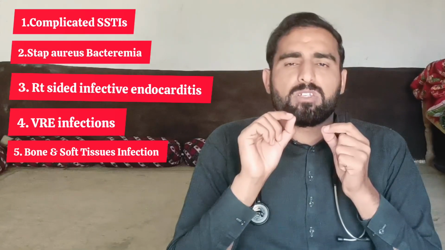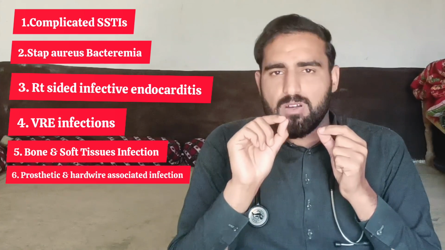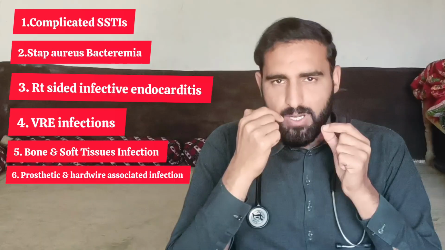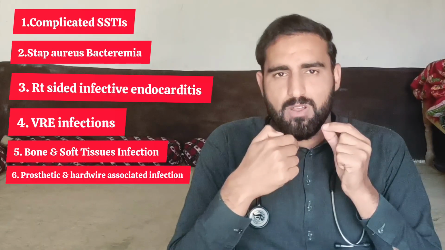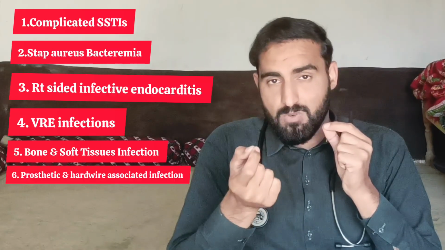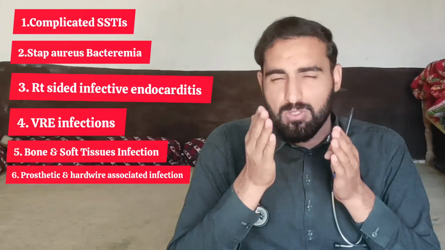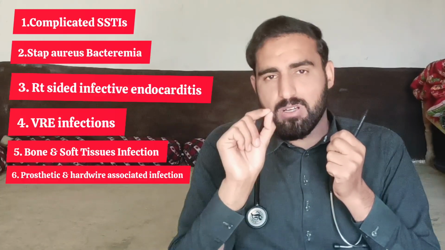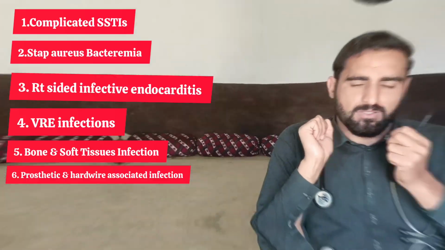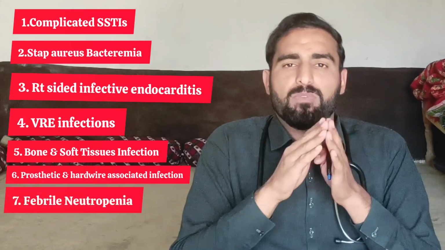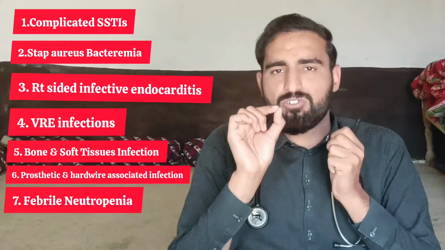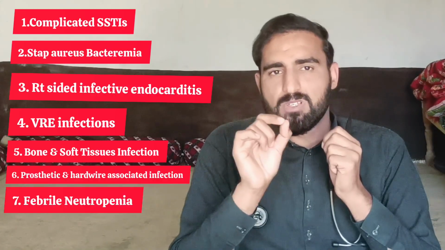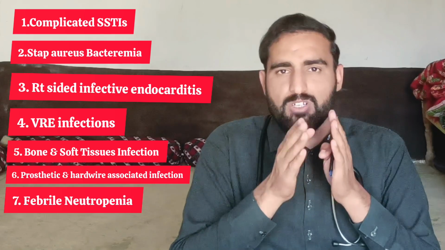The sixth clinical use of daptomycin is prosthetic and hardware associated infection. For example, when a patient has an orthopedic implant, a catheter, or prosthetic hardware, infection can occur in this patient. So daptomycin is one of the drugs used to treat prosthetic and hardware associated infection. The seventh clinical use is febrile neutropenia. For a neutropenic patient with suspected gram-positive infection, you can use daptomycin for treatment of infection.